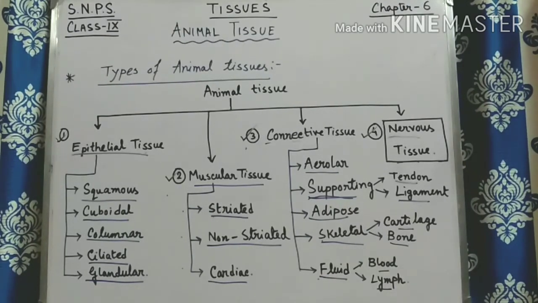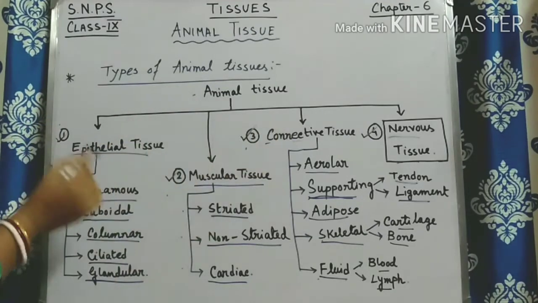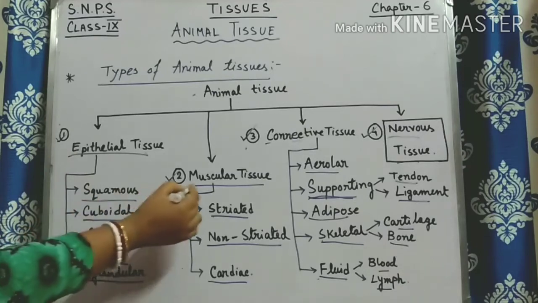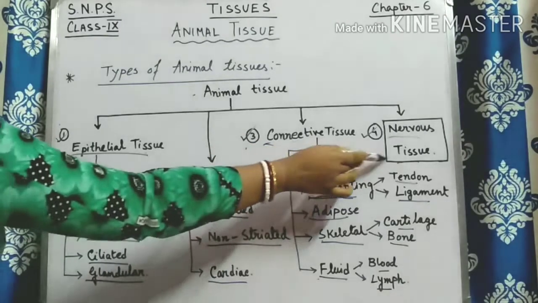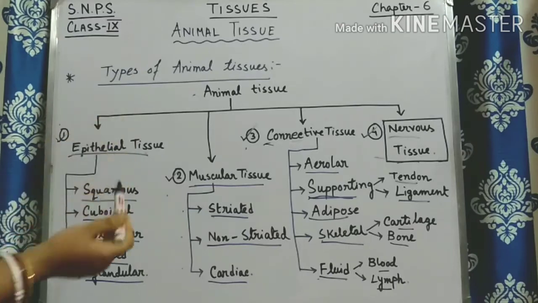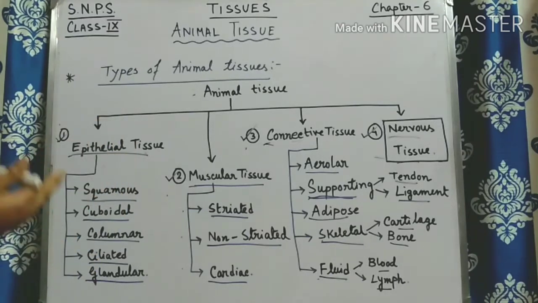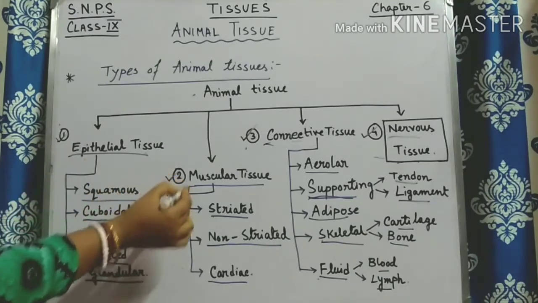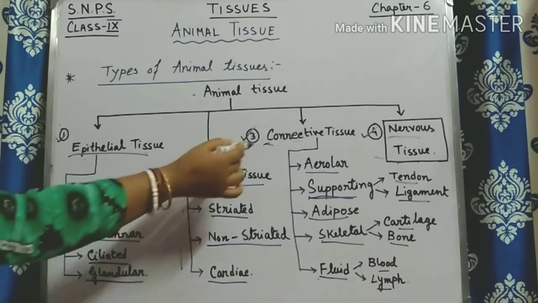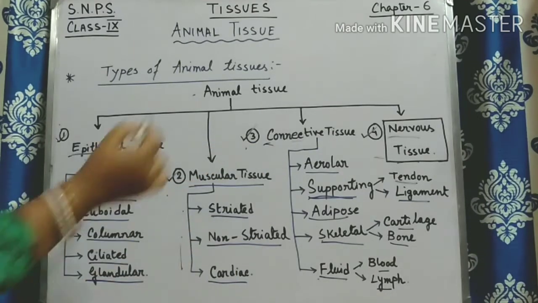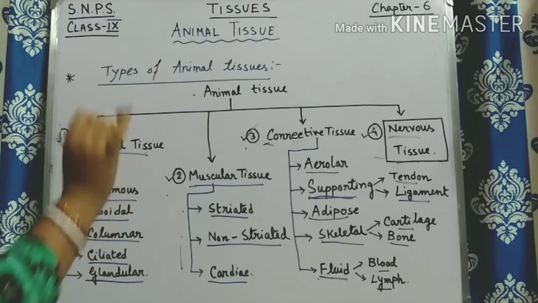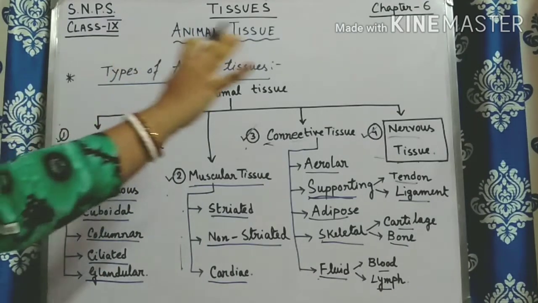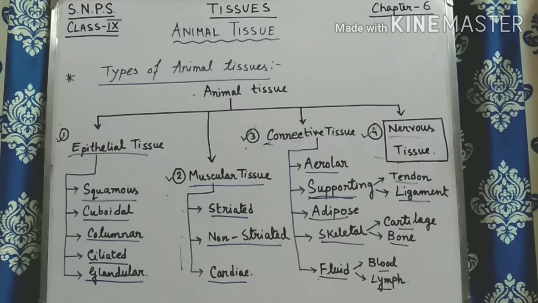So what we have seen here, the animal tissue is divided into 4 main types. These 4 main types are epithelial tissue, muscular tissue, connective tissue, and nervous tissue. These 4 types are again divided into some subtypes. Epithelial tissue is divided into 5 subtypes. Muscular tissue is divided into 3 subtypes. Connective tissue is divided into 5 subtypes, and there is no such division in nervous tissue. So here you can see all the types of animal tissues. You can copy the table from here.